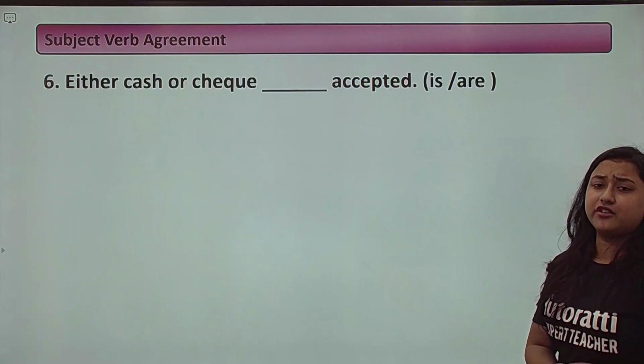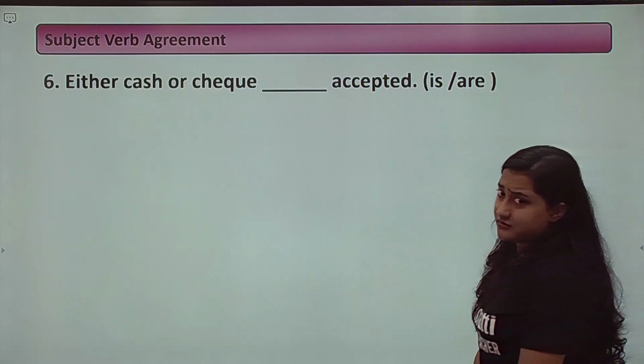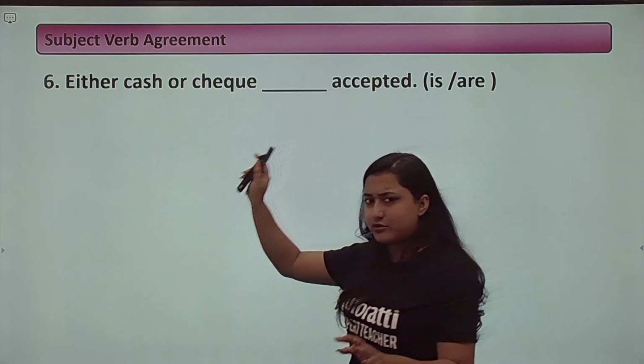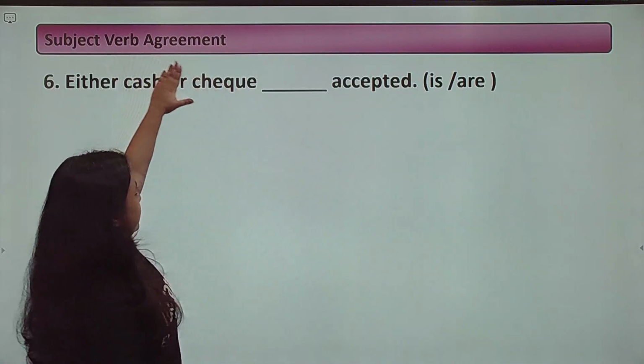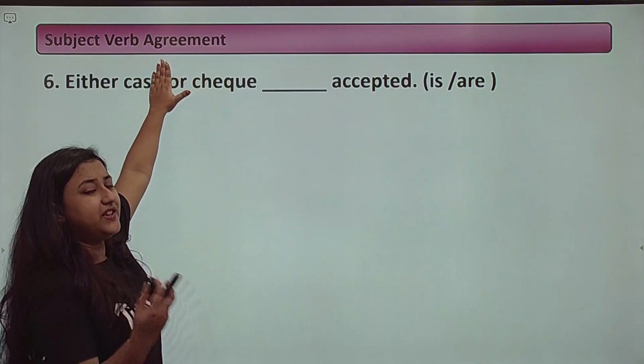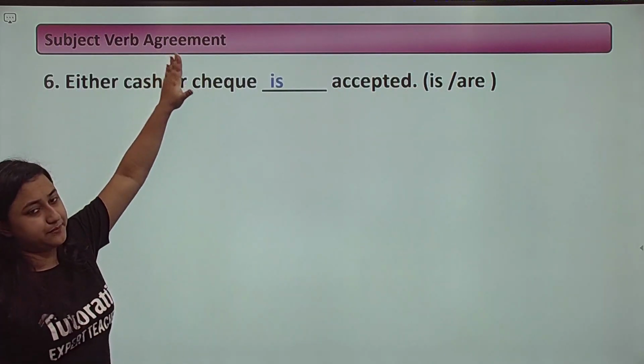Either cash or check dash accepted. Remember what I told you? In case of either and or, we don't care about the first part of the sentence. Cover it. Check is accepted or check are accepted? Obviously it is check is accepted.